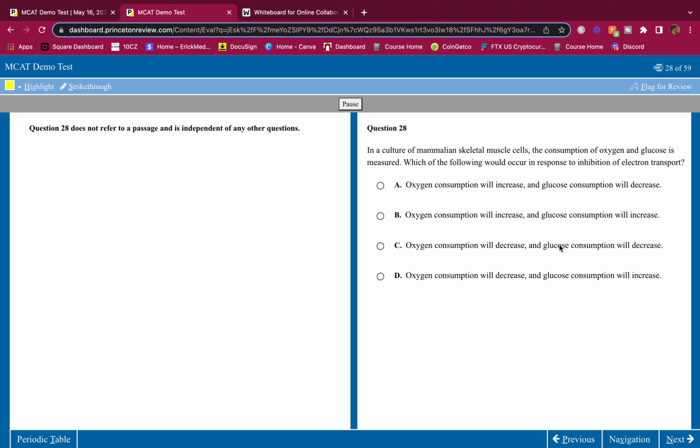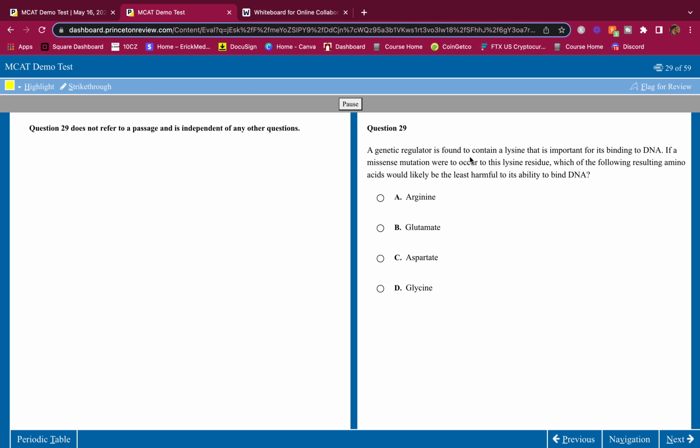In a culture of mammalian skeletal muscle cells, the consumption of oxygen and glucose is measured. Which of the following would occur in response to inhibition of electron transport? Well, if we are inhibiting electron transport, we're inhibiting aerobic respiration, so we wouldn't need oxygen. So oxygen consumption will decrease. And if we're inhibiting aerobic, we're going to want to up the anaerobic, because how would we get energy nonetheless? And we would get it by increasing glucose consumption.